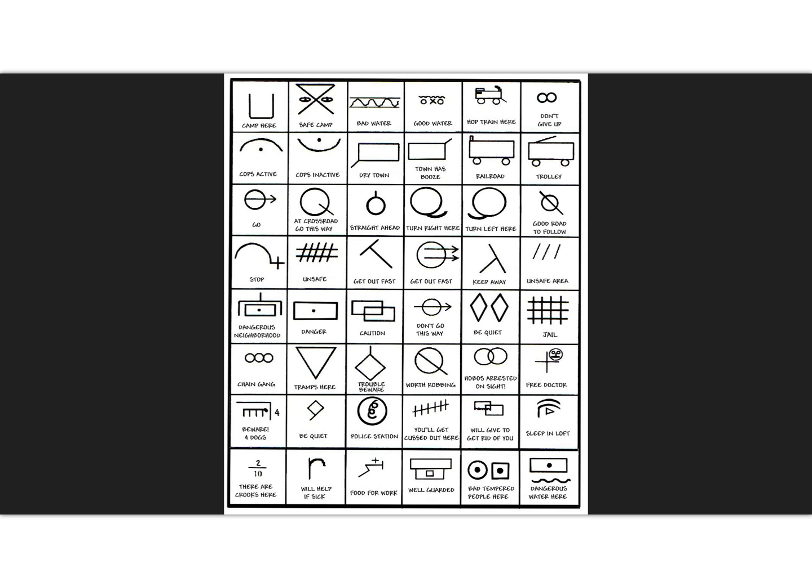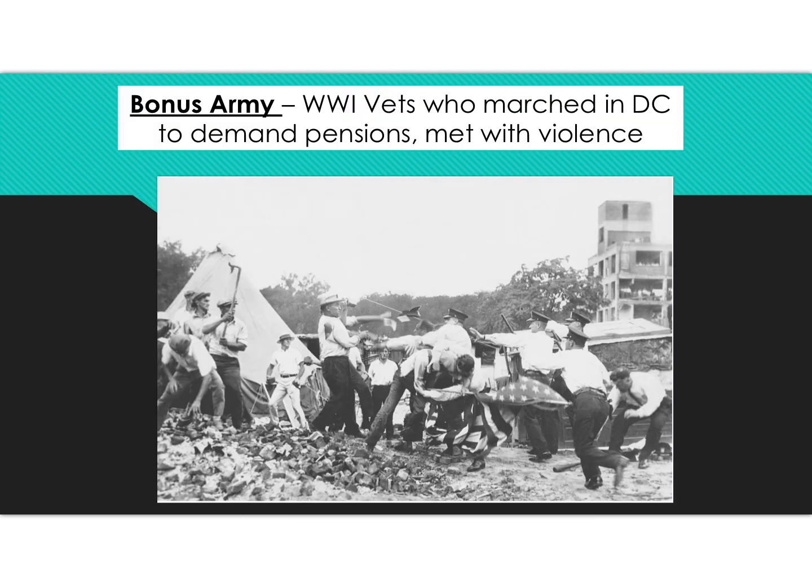There's one for food. I don't see it on here, but there's one that's like free doctor, right? Hobos arrested on sight, beware, that's dangerous. If they got dogs, watch out for the dogs. You can see these carvings all over the place. They literally create their own little language for fellow hobos to see. So even hobos grew quite a bit.